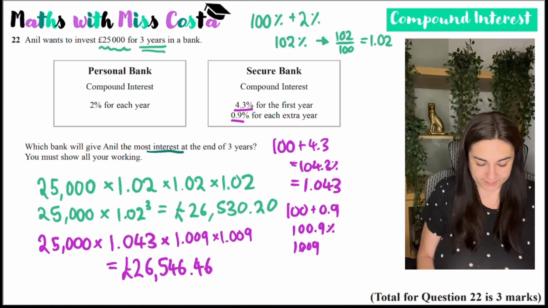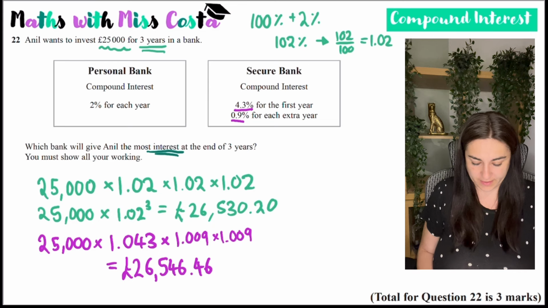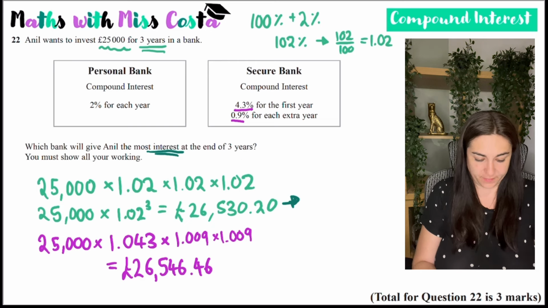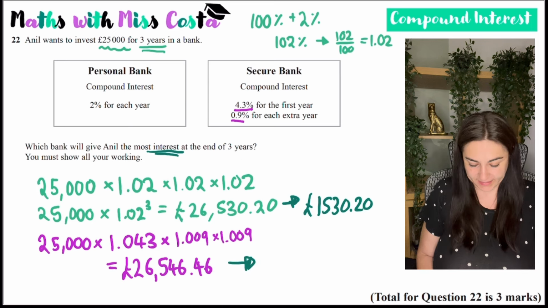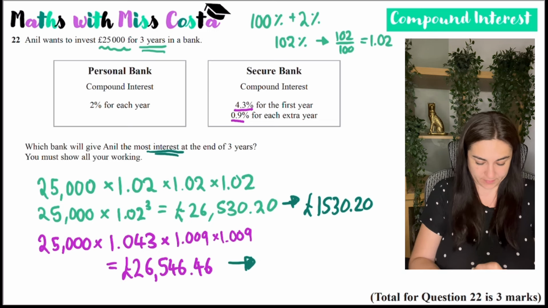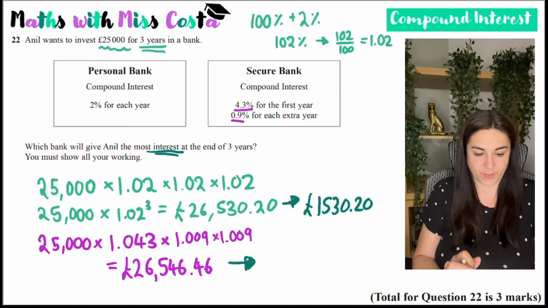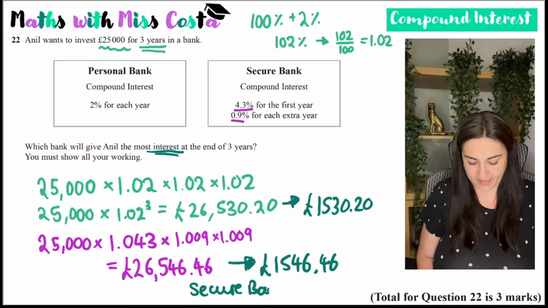So which bank gives me the most interest? Well, if I subtract 25,000 from both of those, then the total interest for the first bank would be 26,530.2, take away 25,000 is £1,530 and 20 pence in interest, and from this bank it would be 26,546.46, take away 25,000, which is £1,546.46. So which bank will give him the most interest? Secure Bank.